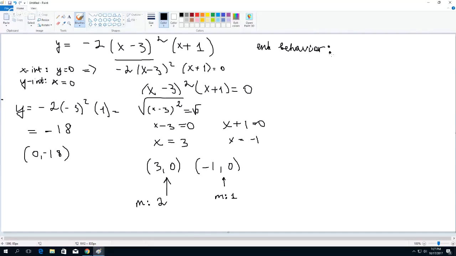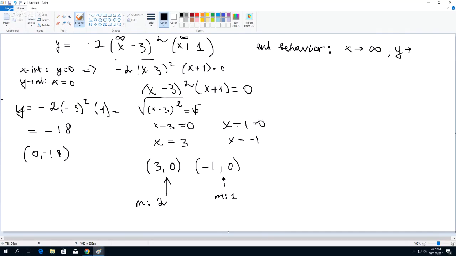Okay, so to find end behavior, you need x to go to infinity and find, if x goes to infinity, then y goes to what? Okay, so let's try to figure this out. We have this equation, and let's substitute infinity instead of x. So infinity minus 3 is basically infinity, correct? Right. Now infinity plus 1 is infinity. And infinity minus 3 is infinity, and then infinity squared is also infinity, right?